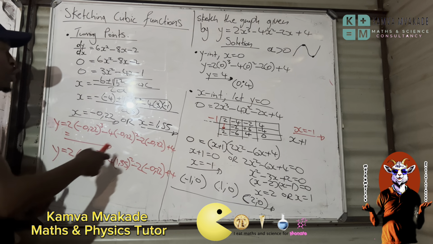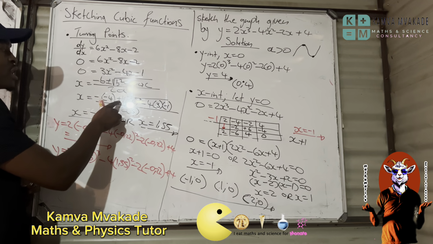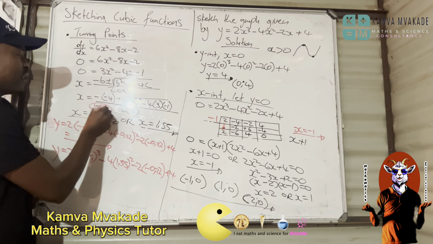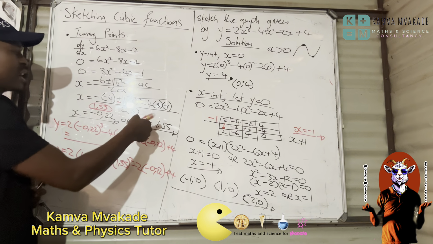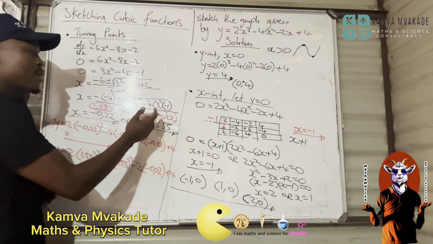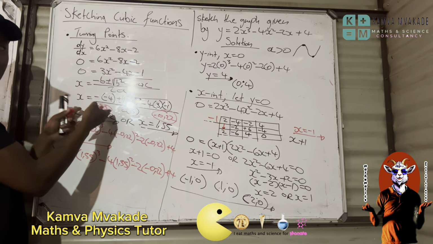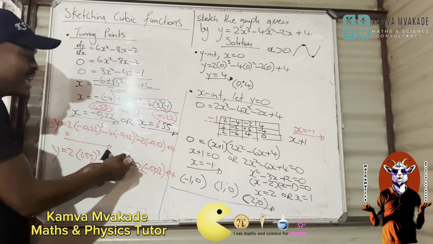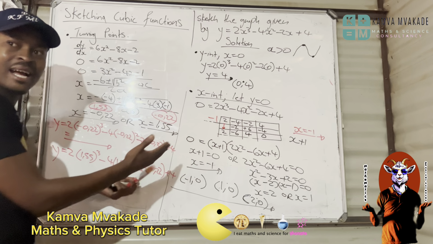It doesn't make sense. Maybe we're not talking about the positive sign anymore. Negative 0,22 and 1,55. It's a smaller x value. It's a smaller one, hence the smaller x value. It's a turning point.